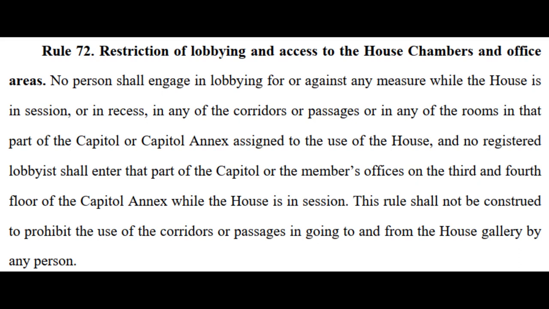Restriction of lobbying and access to the House chambers and office areas. No person shall engage in lobbying for or against any measure while the House is in session, or in recess, in any of the corridors or passages or in any of the rooms in that part of the Capitol or Capitol Annex assigned to the use of the House, and no registered lobbyist shall enter that part of the Capitol or the members' offices on the third and fourth floor of the Capitol Annex, while the House is in session. This rule shall not be construed to prohibit the use of the corridors or passages in going to and from the House gallery by any person.